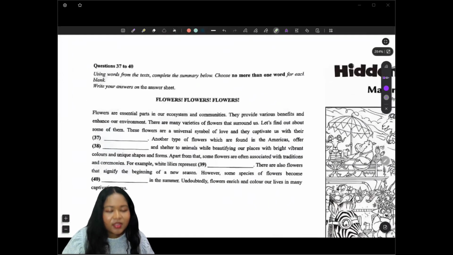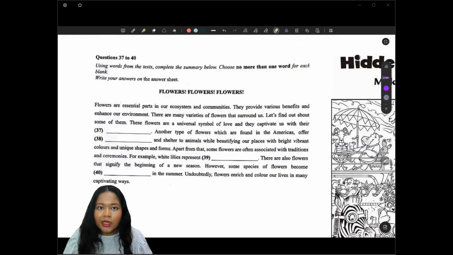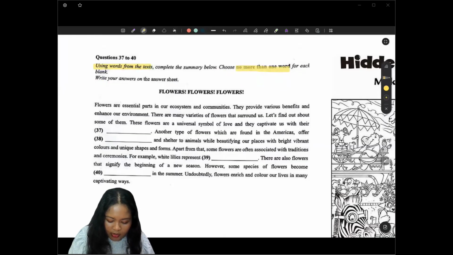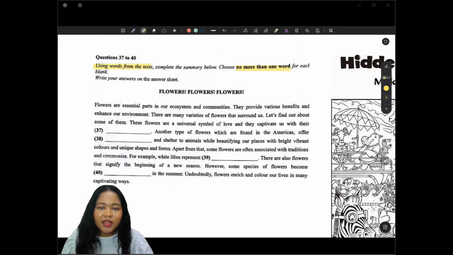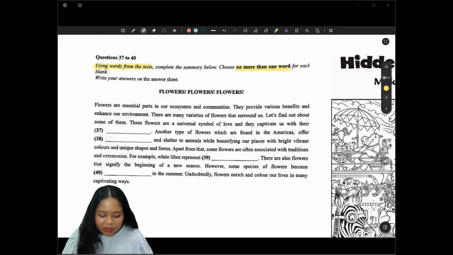Last one, questions 37 to 40, where you have to choose no more than one word for each blank. Write your answers on the answer sheet, using words from the text. You see here? No more than one word. Usually I ask my students to highlight these things. Why? Because it's very important. I've seen so many students, even though I've told them so many times and done this a lot with them, make the same mistakes. Annoying, yes.